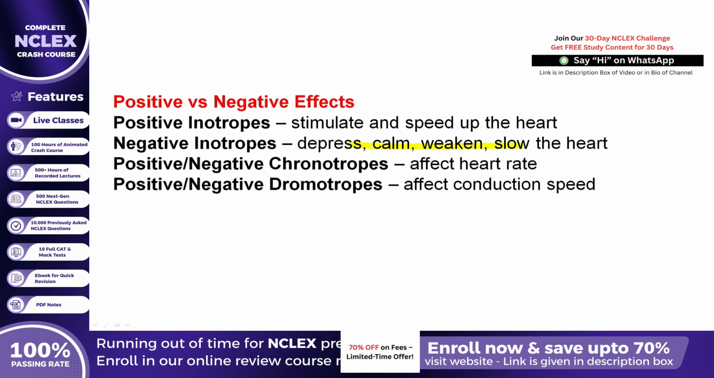When we talk about positive or negative chronotropes, we are referring to how they affect heart rate. And when we talk about positive or negative dromotropes, we are describing how they affect conduction speed.